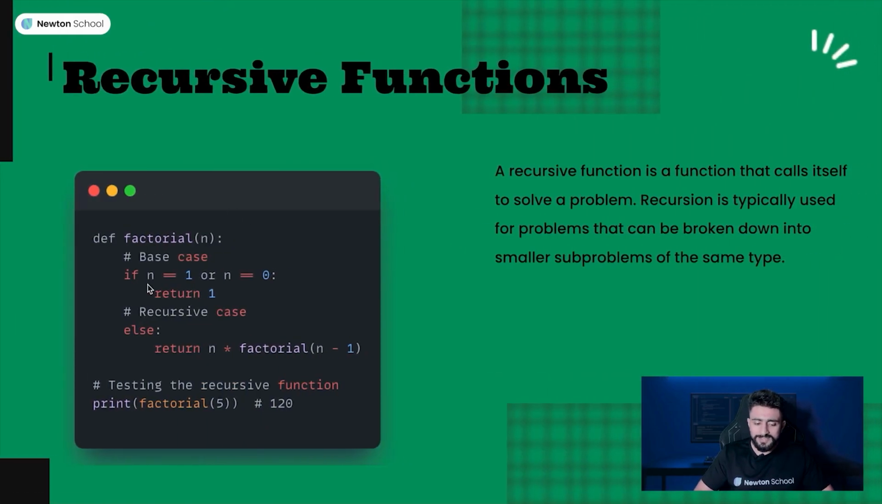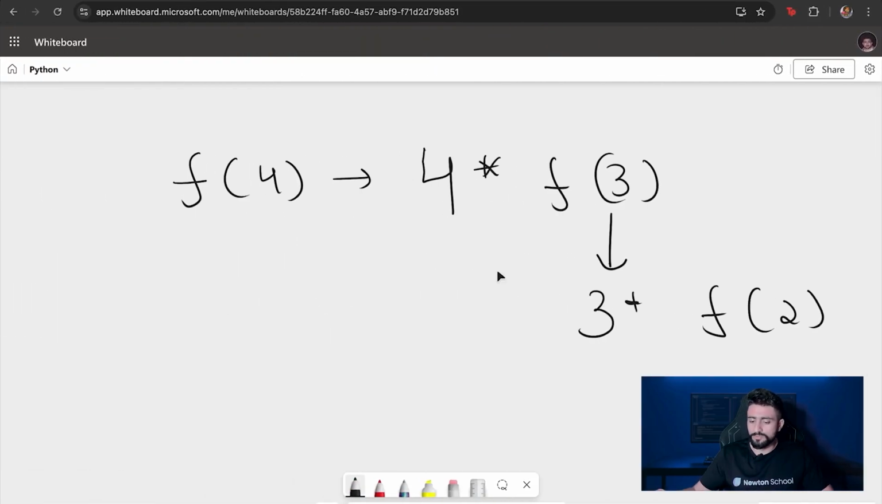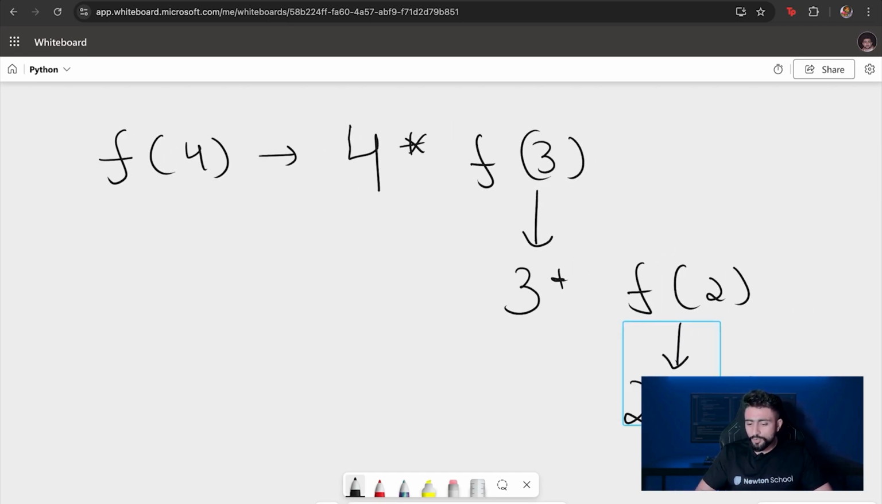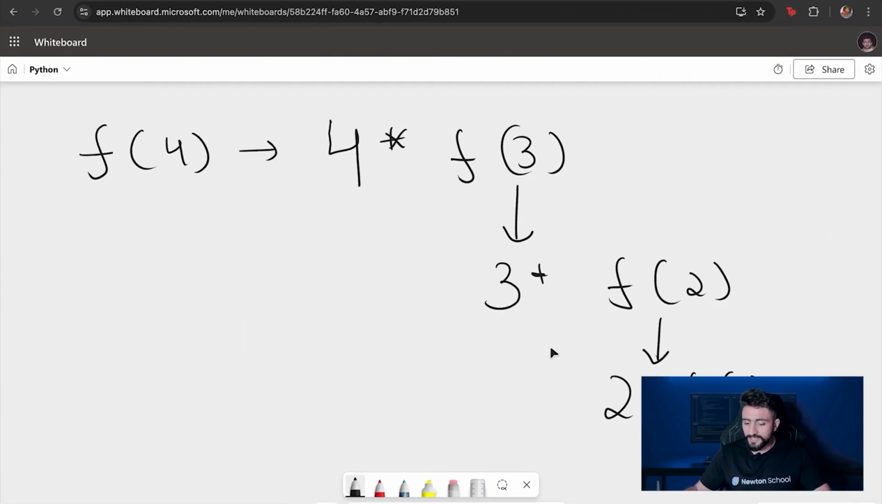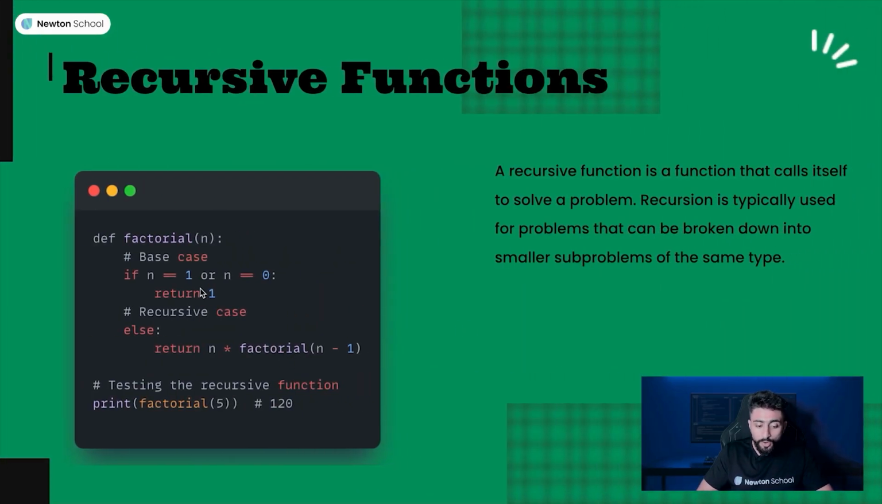Factorial of 2. Is n 1 or 0? No. So what it will return is 2 multiplied by factorial of 1. Now for this particular call, is n 1? Yes. So we will return 1. We will return 1 to whom? If this call will go, this will return 1 back, right?